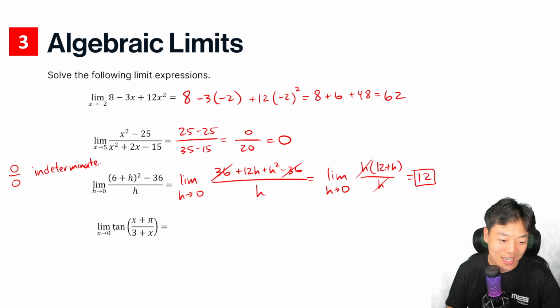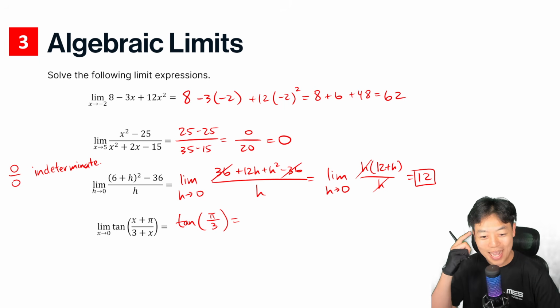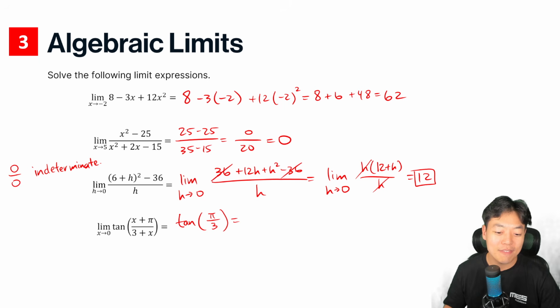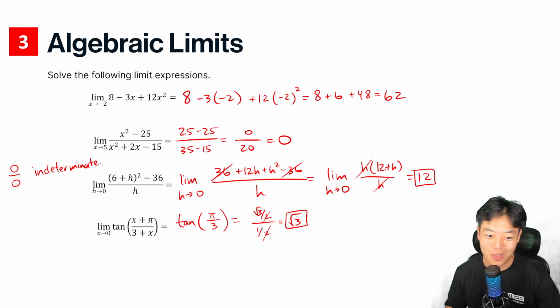Let's check this last one out. Tangent of 0 plus pi, and then 3 plus 0 is just 3. What is the tangent at pi over 3? Back to your unit circle. The sine value at pi over 3, or the y coordinate, is radical 3 over 2. The x coordinate is 1/2. The halves cancel. We're just left with radical 3.